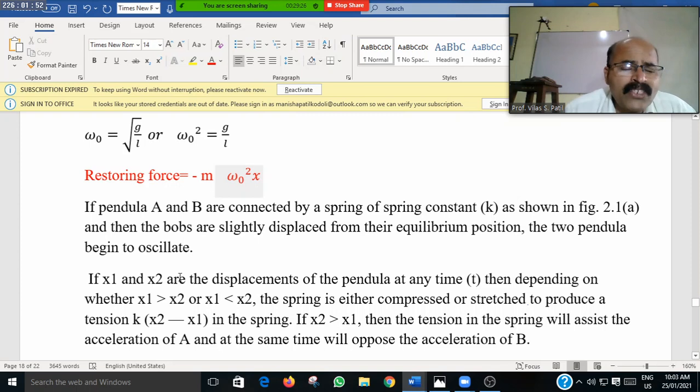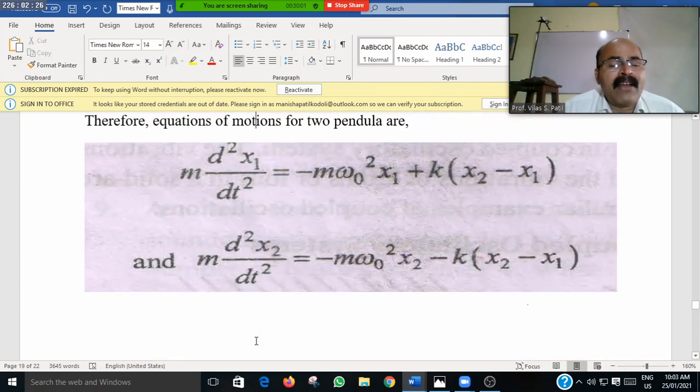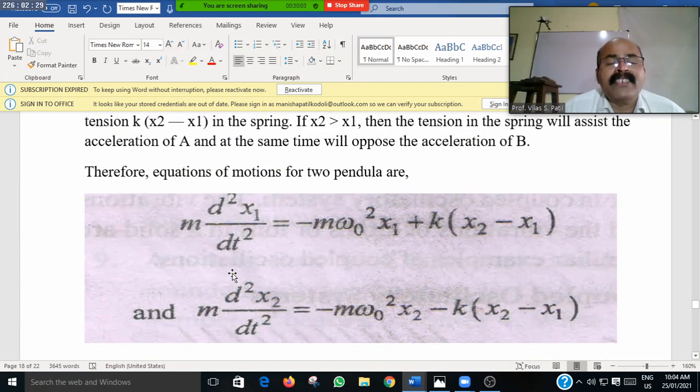If x1 and x2 is displacement of the pendula at any time t, then depending upon the x1 is greater than x2 or x1 is less than x2, the spring is either compressed or stretched to produce a tension k is equal to x2 minus x1. If the x2 is greater असलं तर x2 minus x1 होईल, आणि या उलट जर x2 लहान असेल तर x1 minus x2 होईल. Then the tension of the spring will assist the acceleration at the same time. आता acceleration आपण calculate करतोय मित्रांनो. There are the two equations आहेत.